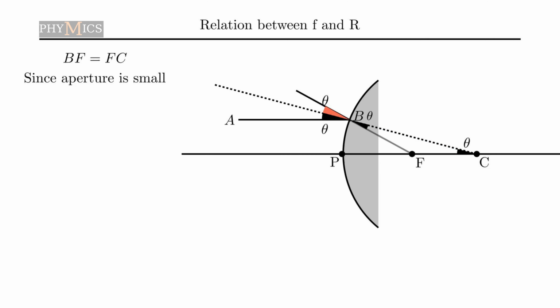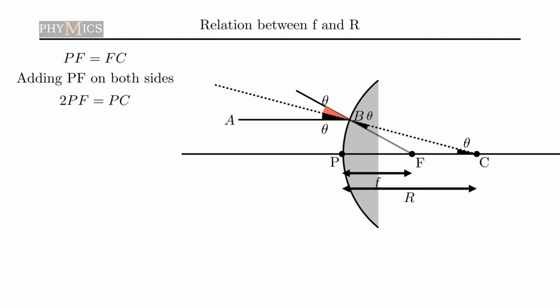Assume the aperture of the mirror to be small. The approximation of line segment BF is taken as segment PF. Therefore, we can write segment PF equals segment FC. Now adding PF on both sides of this equation, we get PF plus PF equals PF plus FC, which becomes twice of PF equals PC, as PF is equal to the focal length F and PC is equal to the radius of curvature R. Therefore, the relation becomes twice of focal length equals radius of curvature R, which is the required relation.